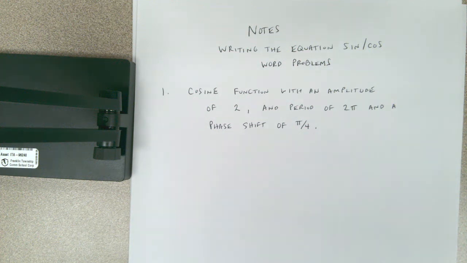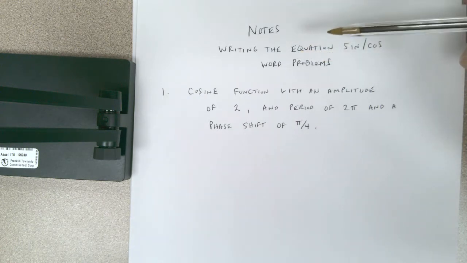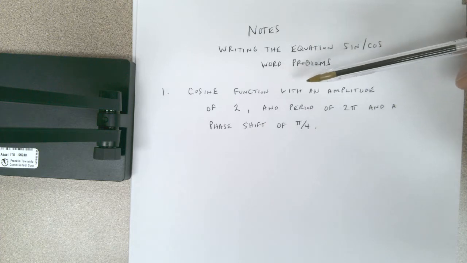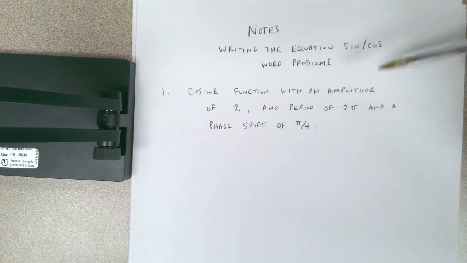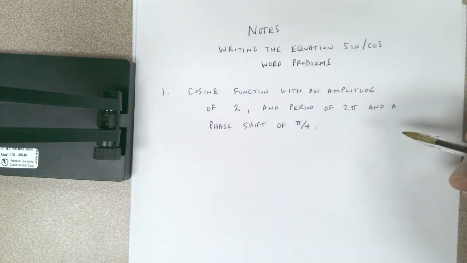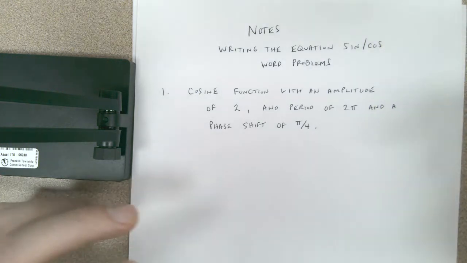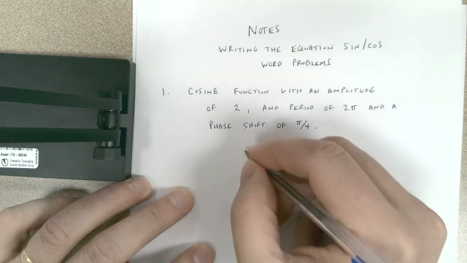Okay, today we're going to talk about how we write the equation of the functions sine and cosine when we're given some word problems. So this first one, example one, says the cosine function with an amplitude of 2, period of 2 pi, and a phase shift of pi fourths. So just like we do with our other problems, we're going to list our information.